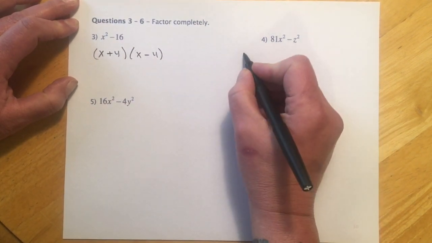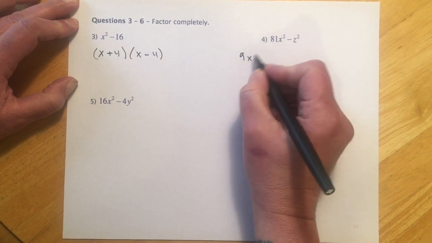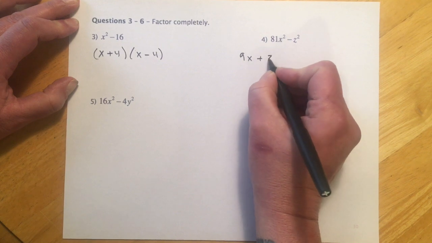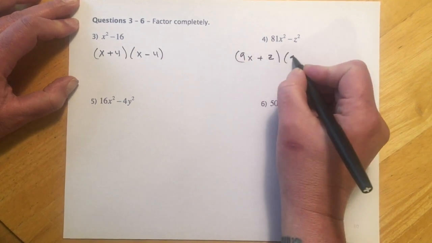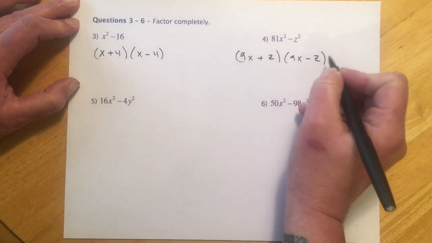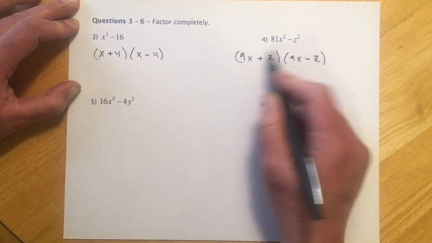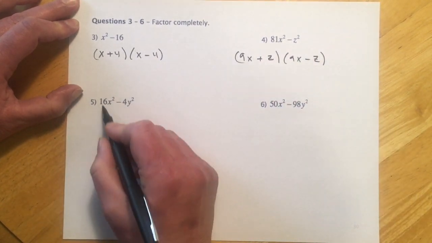That one, let's see, we've got a 9 and an x, because 9x gets us 81x squared, and then plus c, and 9x minus c. I hadn't said yet, it doesn't matter again which order. If you go minus plus, you just need the mixed signs.